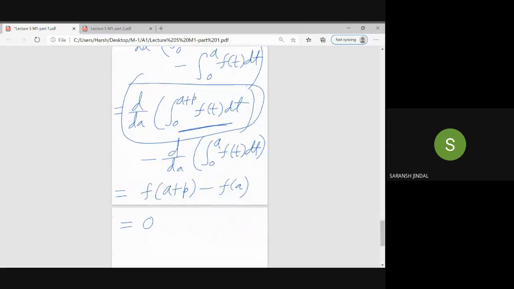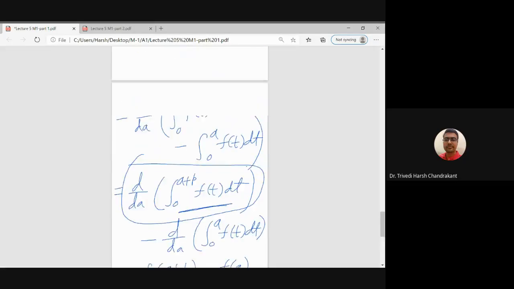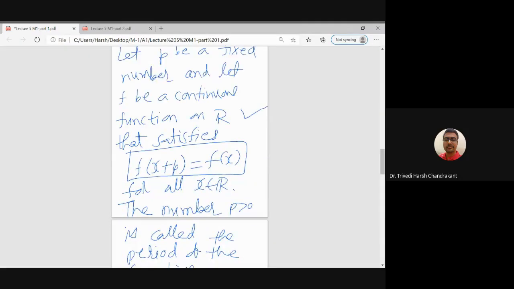So f of a is any point. What is given is f of x plus p is f of x for every real number x. Now in particular we are taking x equal to a because a is a real number. So what we get is f of a plus p is equal to f of a. So f of a plus p minus f of a is 0.